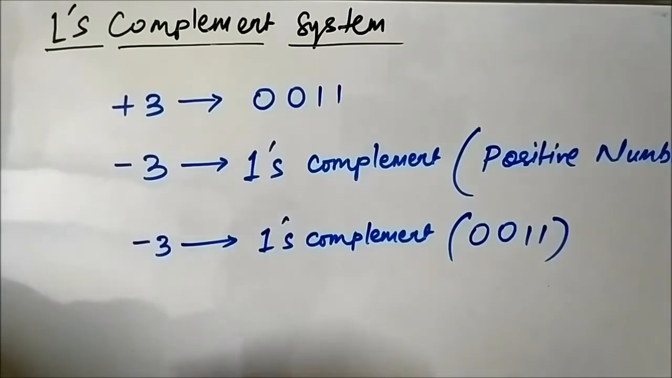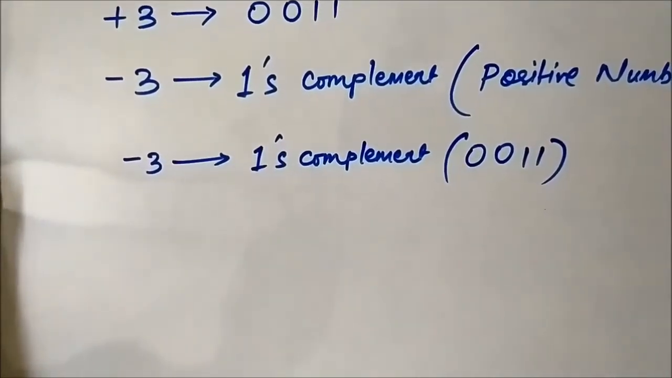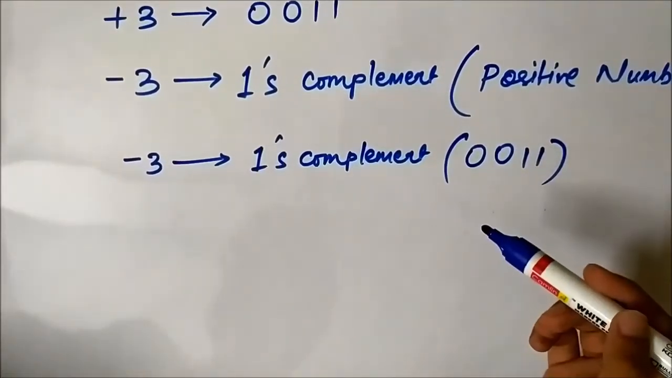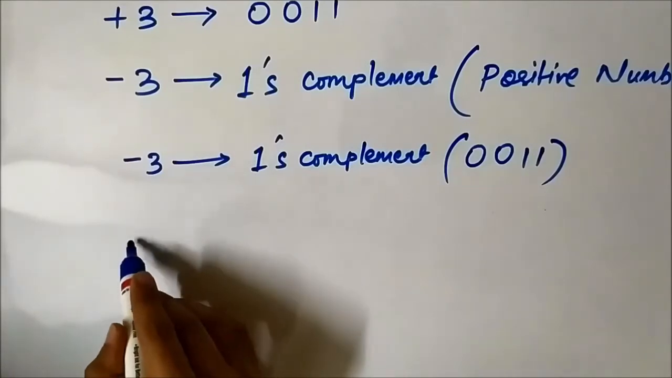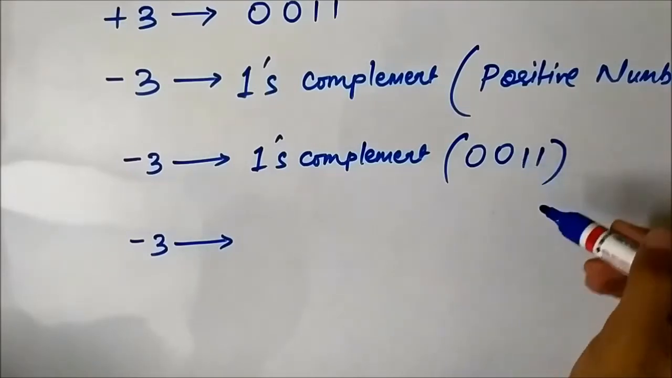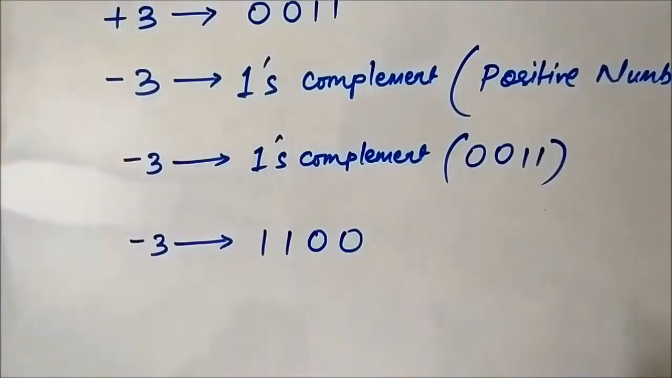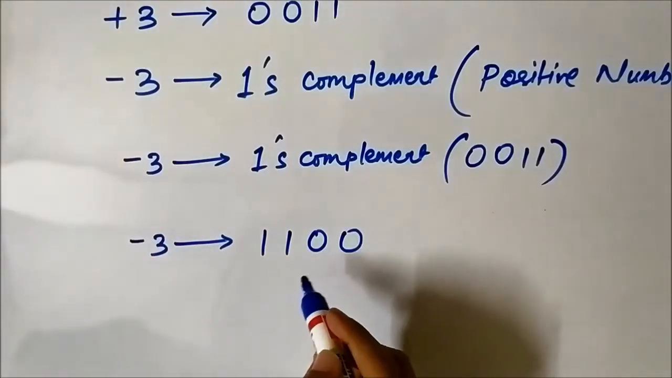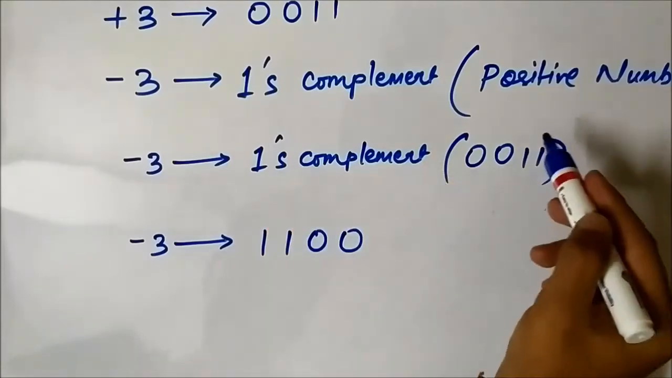We have discussed in the 1's complement video, which I posted in my channel, how to calculate the 1's complement of a given binary number. It is simple. Just invert the bits. Change every 1 bit to 0, and every 0 bit to 1. So for minus 3, 0 will be changed to 1, 1 will be changed to 0. So it will be 1100.